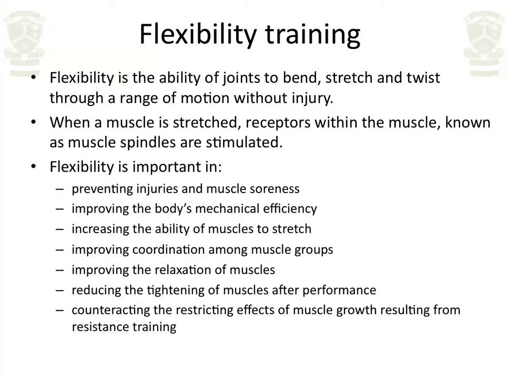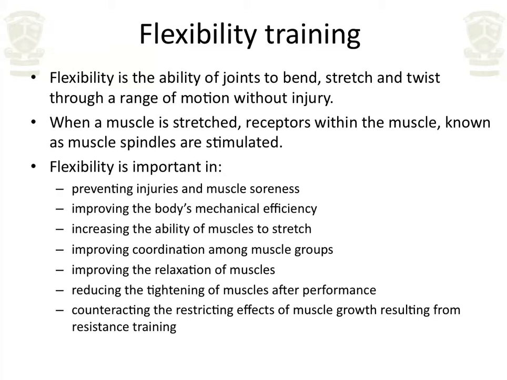First area that we've got here is flexibility training. And as we can see, what it states here is that it's the ability of the joint to bend, stretch, twist through a range of motion without injury. So the better the flexibility of the muscle around near the joint, then the less chance of injury that's going to occur. When a muscle is stretched, the receptors that are within the muscle, known as the muscle spindles, are stimulated.